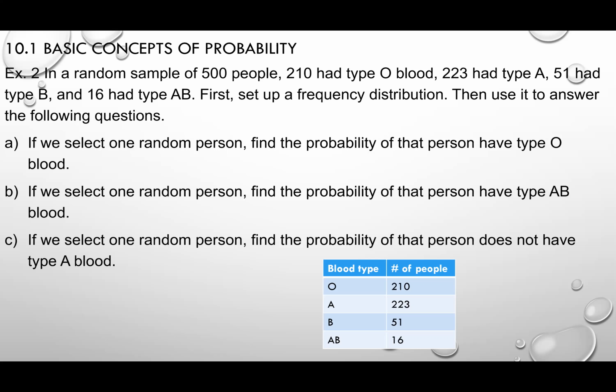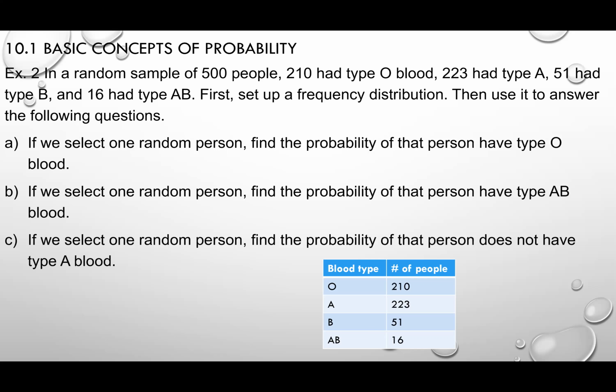And looking at this here, this is your empirical result, because like I mentioned, if you ask another 500 people, the result might not be distributed like this. It might be different, right? We might have more B plus type than A or something like that. But let's base it on this, and they ask you, if we were to select one person, find the probability that the person has type O blood.